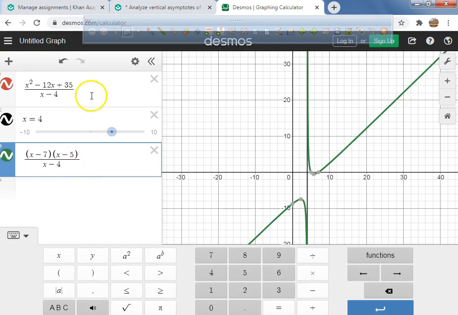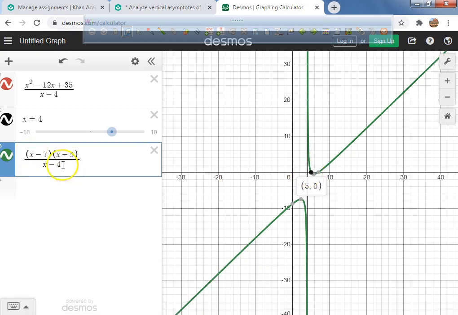Now check out the red and the green. What does that tell us? These are, in fact, the same rational functions. Now, what does the numerator tell us about it? The numerator tells us we have zeros. We have 2 zeros. Where are the zeros located? One at a 5, and what's the other one at? 7, because 7 minus 7 is 0, and 5 minus 5 is 0.